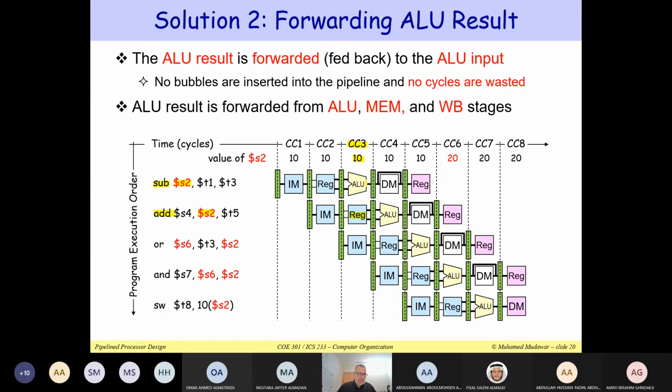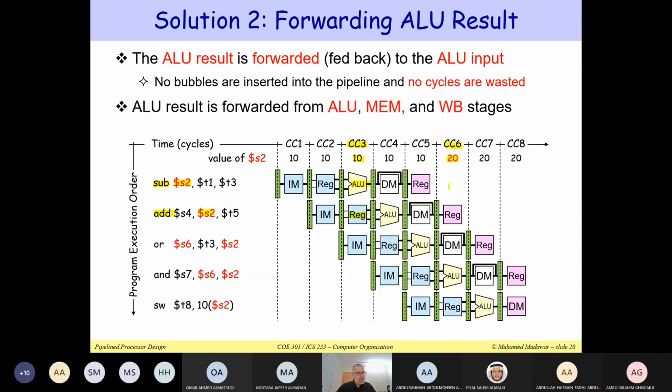However, okay, the subtract has computed the value of S2, and the value 20 appears here at the output of the ALU. It has not been written yet into the register file because the write back stage is stage number 5. So we have to wait until stage number 5 to write it back. Of course, the subtract is going to bypass the data memory without doing anything. And then it's going to write back. And by the end of clock cycle number 5, we have updated the register file and we have the new value, which is 20. Okay, it will be available at clock cycle number 6 inside the register file.